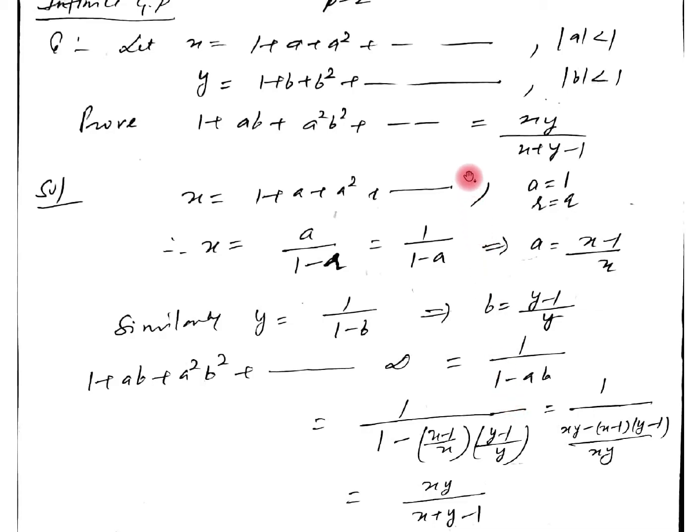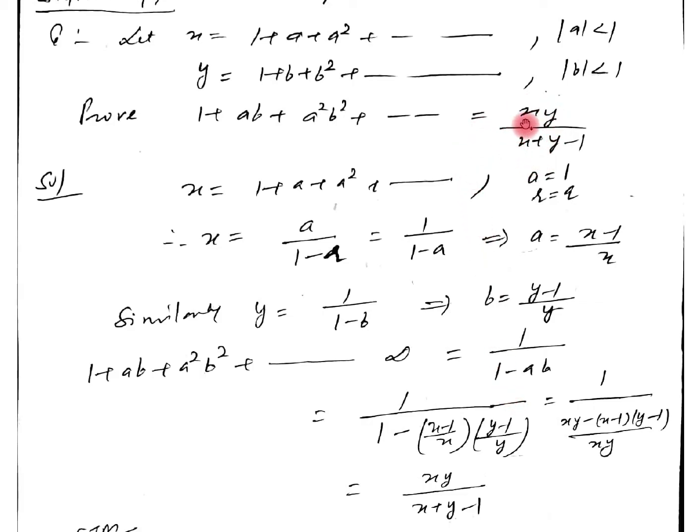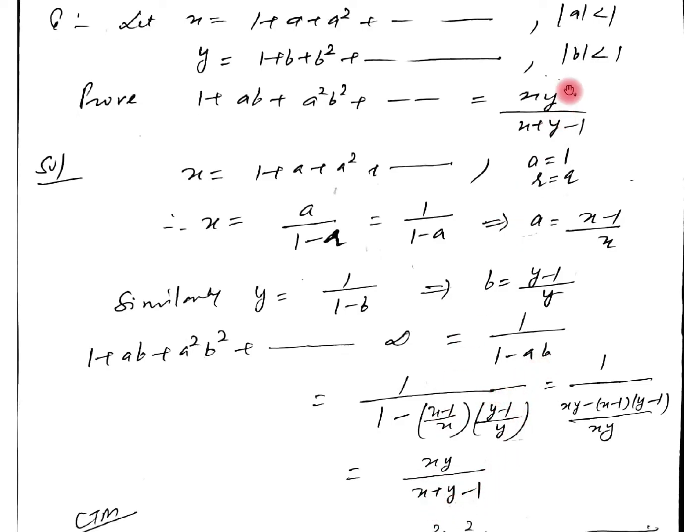But here, what we have to prove? We have to eliminate a and b from this expression. It means we have to put a and b in terms of x and y. Now putting the value of a and b here in this expression and simplifying it, we get this equal to your right hand side.